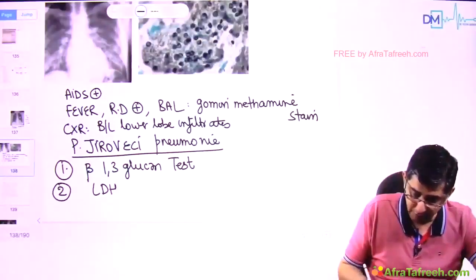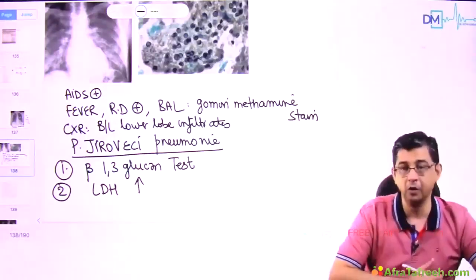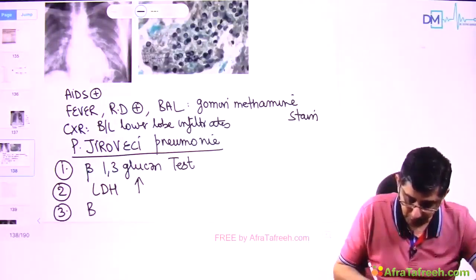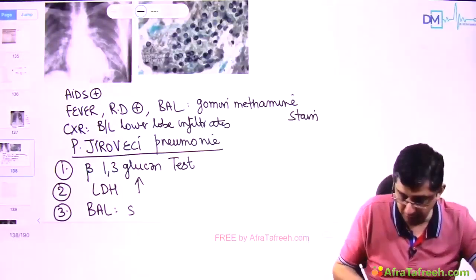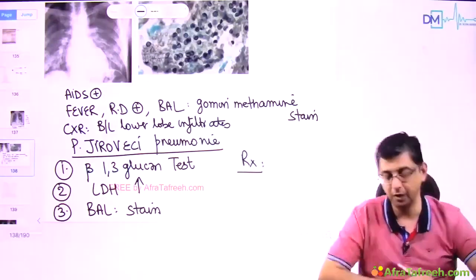LDH values are also significantly elevated in the blood in patients with Pneumocystis jirovecii. Obviously, a fungal pneumonia is present in the patient, so I will take a bronchoalveolar lavage and stain it with Gomori methenamine stain to identify this particular organism.